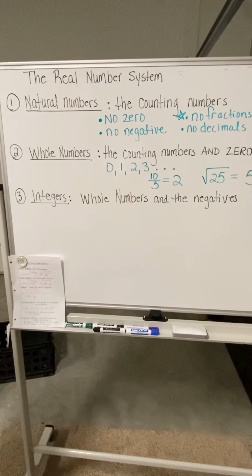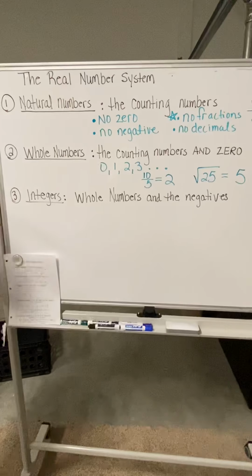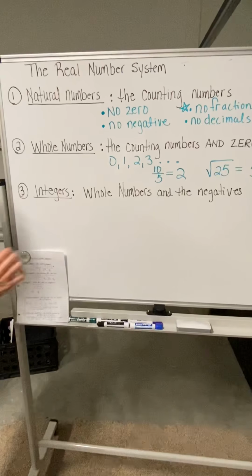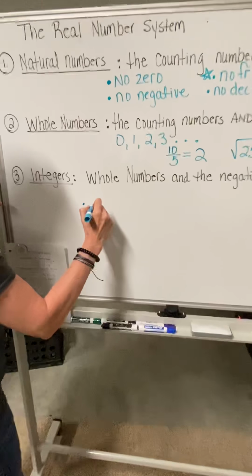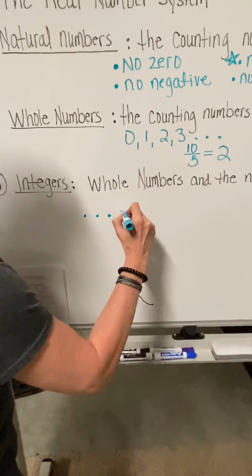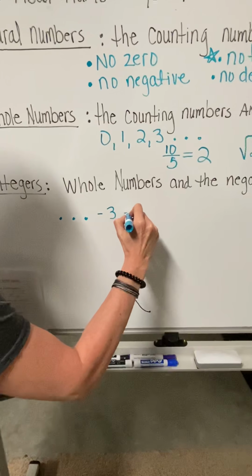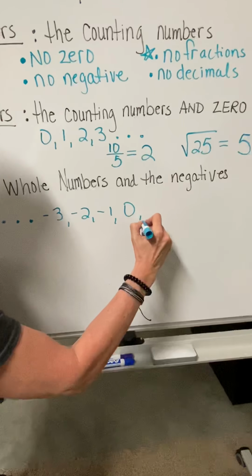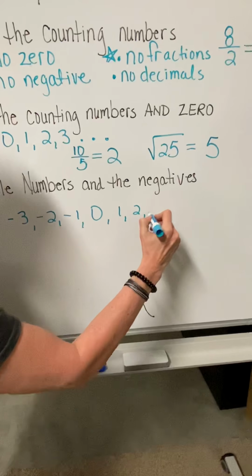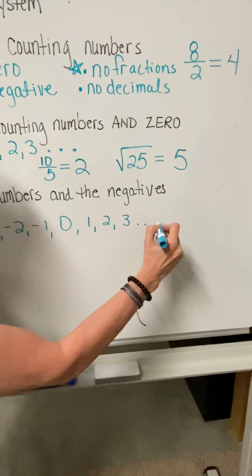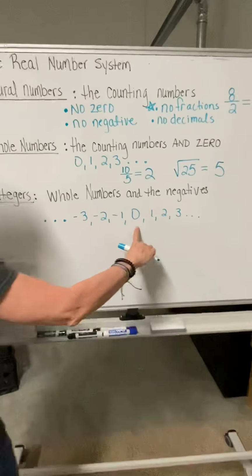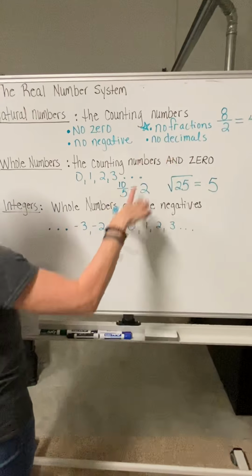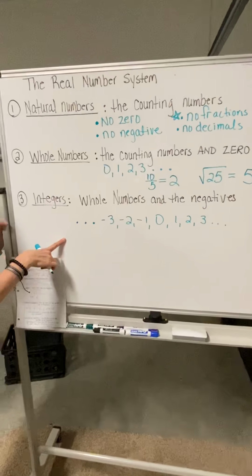Okay, integers include all the whole numbers and the negatives. So this is the first category where we actually have our negative numbers. So if you were going to make a list of examples of integers, you would have all the negative numbers like -3, -2, -1, 0, +1, +2, +3, etc. So it's all the whole numbers, all the ones that we included here, but now we also get to include our negative numbers.